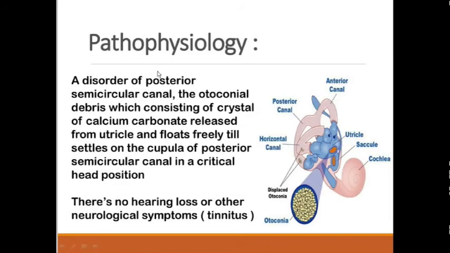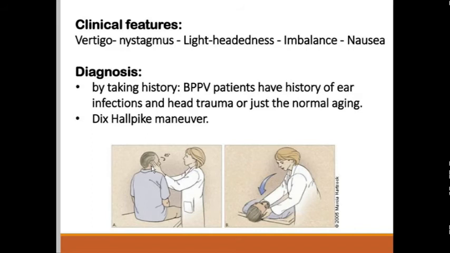Please remember this one word. It is a disorder mainly of the posterior semicircular canal. The otoconial debris, which should stay where it is, comes out from there. It floats all around, and it then settles on the cupula of the posterior semicircular canal and causes vertigo. So this is the main pathophysiology of BPPV. And whenever you take history of BPPV patients, they have a short episode of true vertigo, often accompanied by nausea, but they have no complaint of hearing loss or tinnitus.